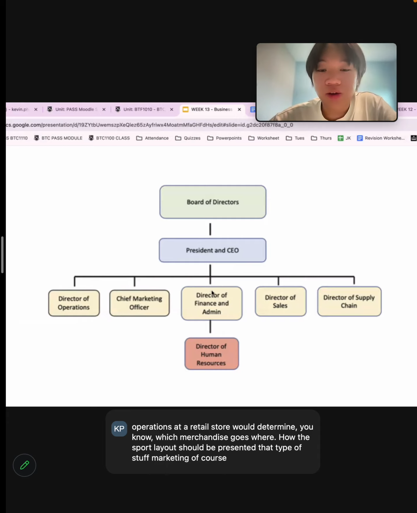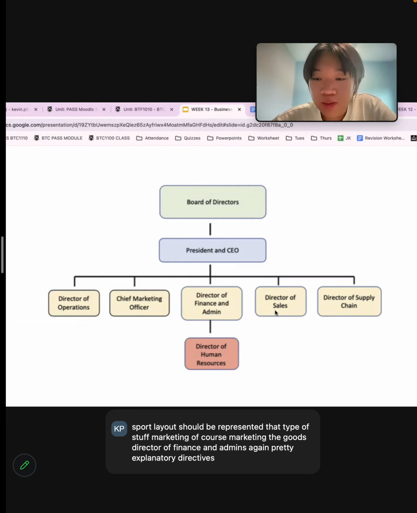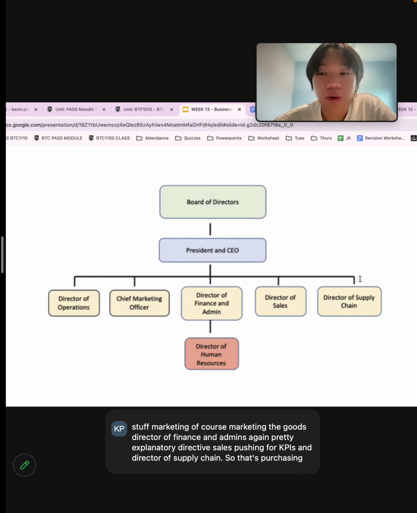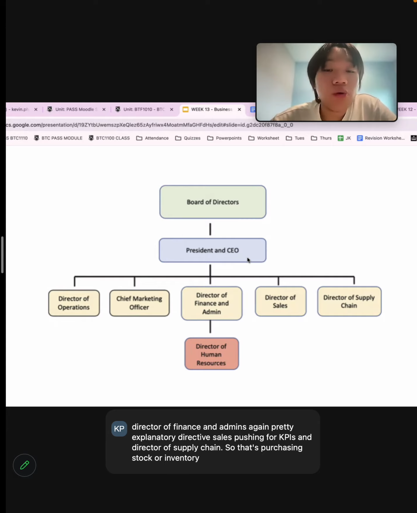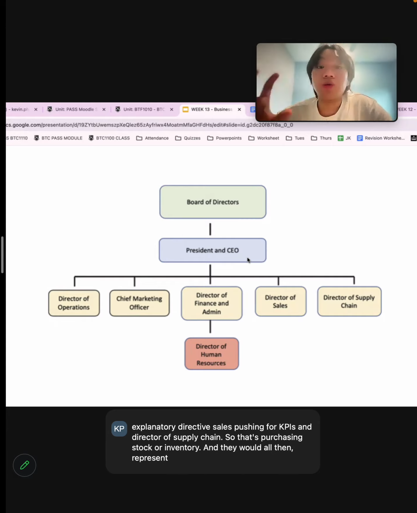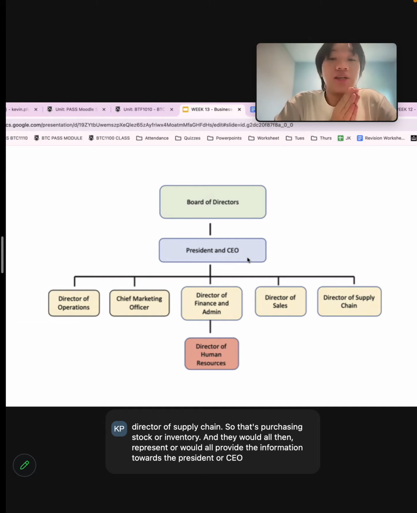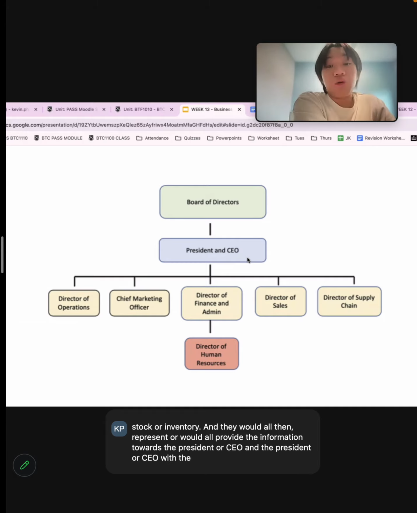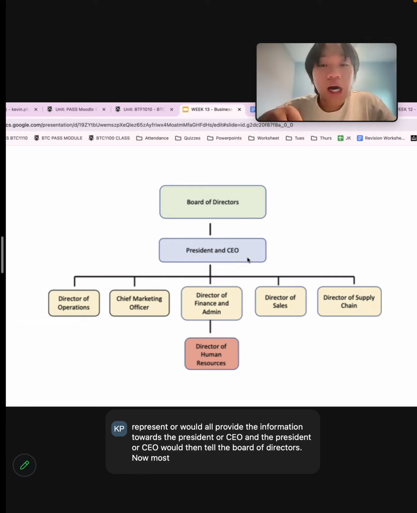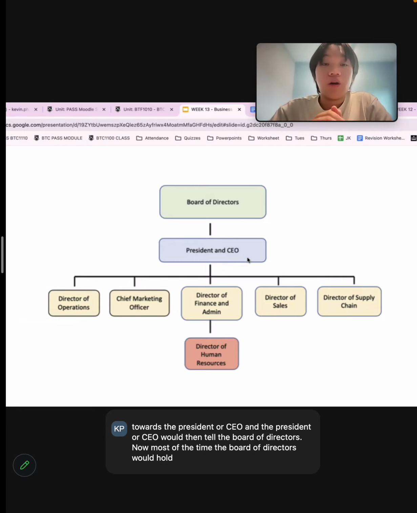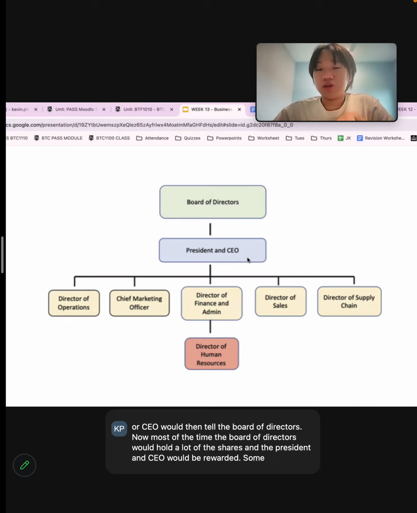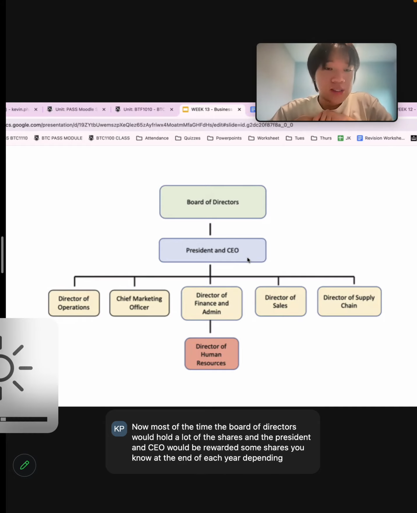Marketing, of course, marketing the goods. Director of finance and admins, again, pretty explanatory there. Director of sales, pushing for KPIs, and director of supply chain. So that's purchasing stock or inventory. And they would all then provide the information towards the president or CEO, and the president or CEO would then tell the board of directors. Now, most of the time, the board of directors would hold a lot of the shares, and the president and CEO would be rewarded some shares at the end of each year, depending on the bonus, that type of stuff.